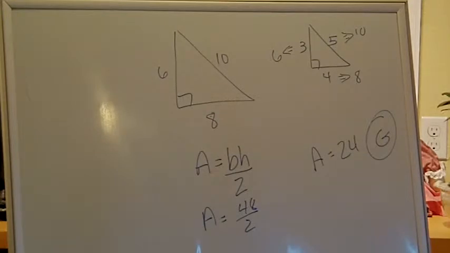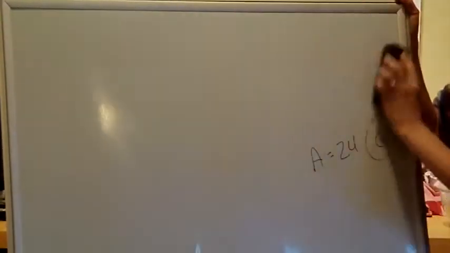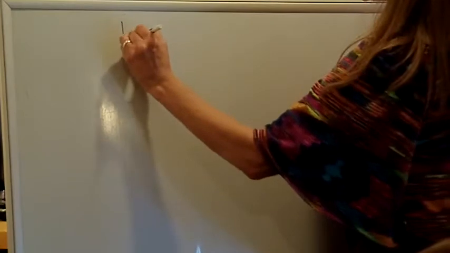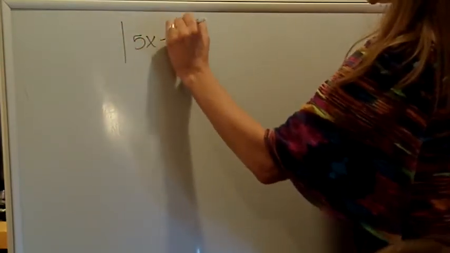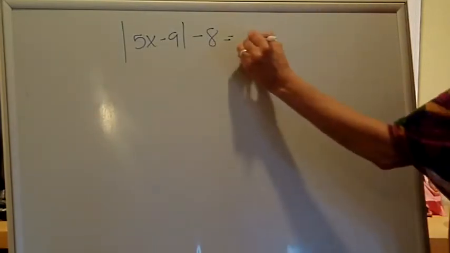Okay, so the next one's the absolute value problem. Again, it's distance from 0. Notice on this one, they want both solutions. Some of them just have 1, but there's some that have 2, so I'd find both of them. The absolute value of 5x minus 9 minus 8 equals -1.